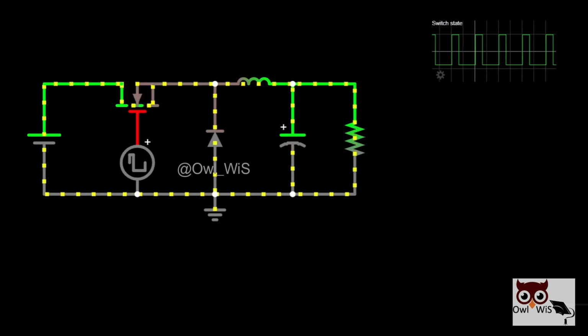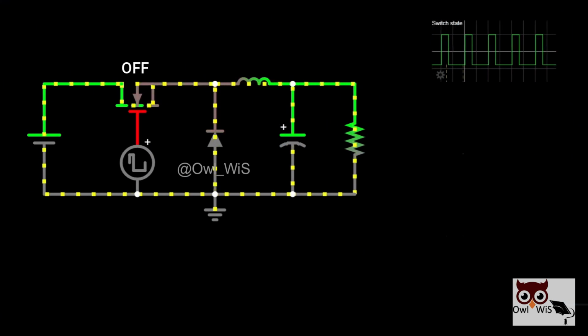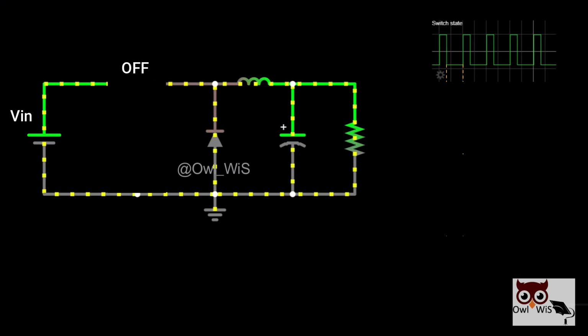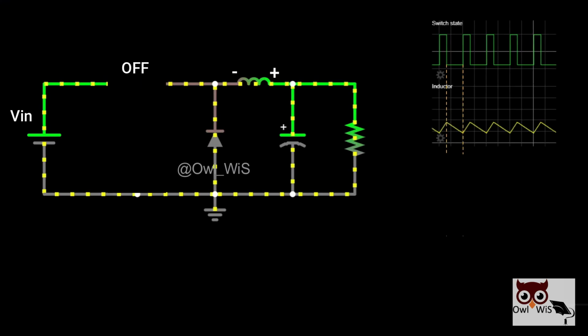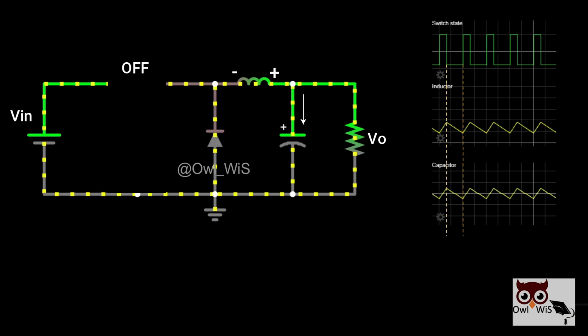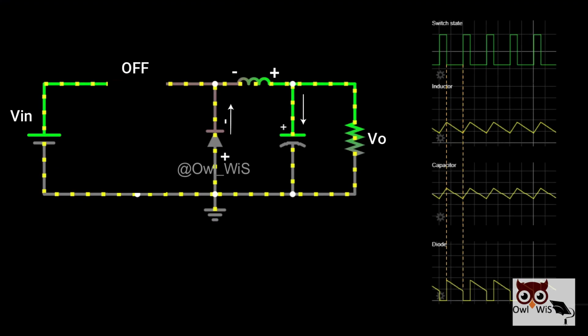When the transistor switch is open, the off state, the input is disconnected from the circuit and the inductor acts as the energy source. The stored inductor energy is transferred to the load through the capacitor. The diode is forward biased, providing a return path.